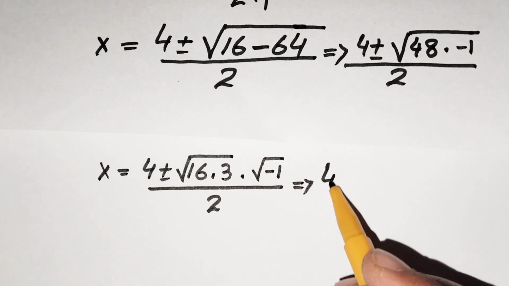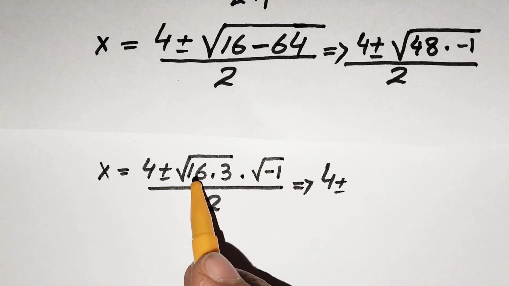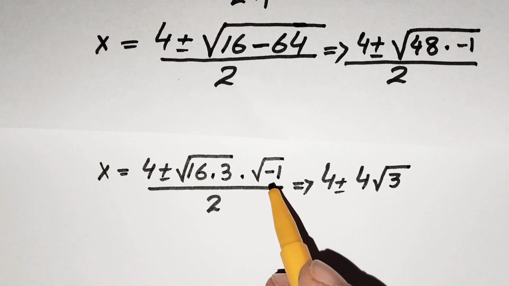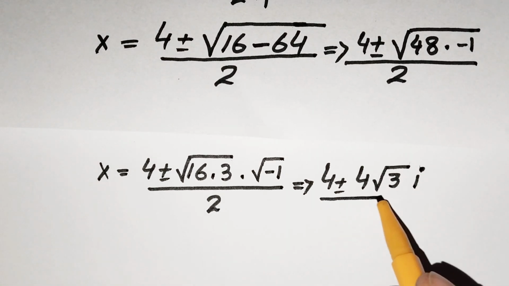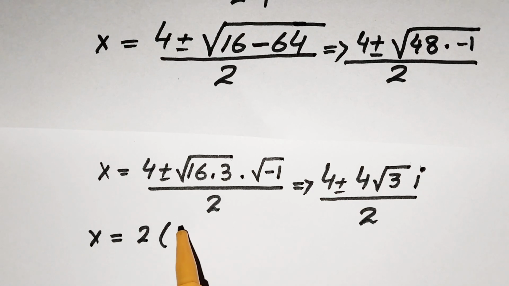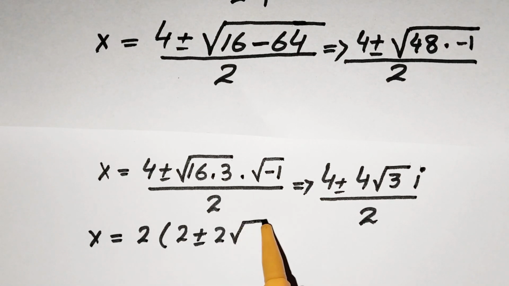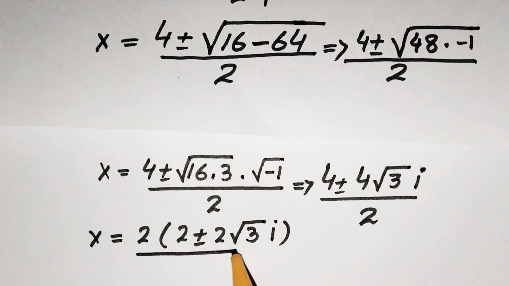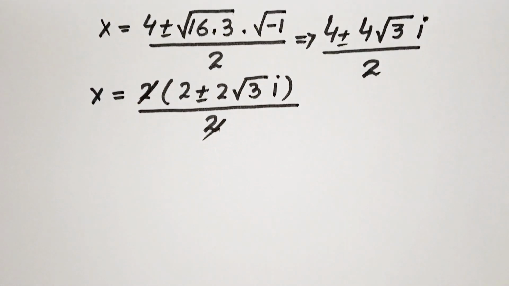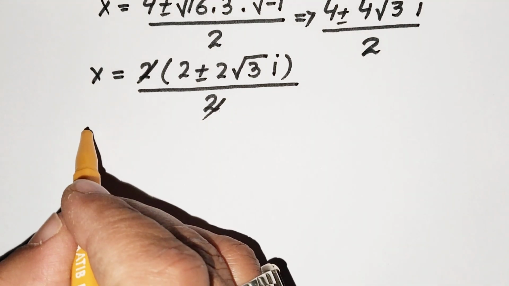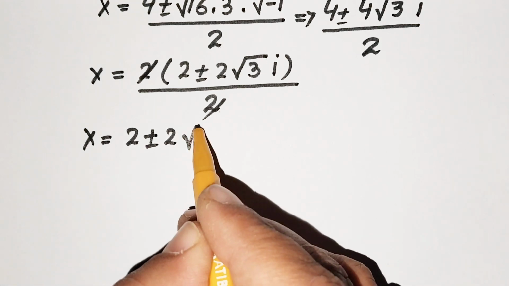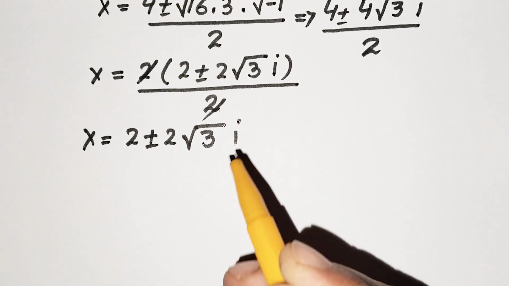Now here 4 plus minus the square root of 16 is equal to 4, then square root of 3, and the square root of minus 1 is equal to iota, all over 2. By taking 2 common, we get 2 plus minus 2 square root of 3 i, all over 2. Cancelling 2 with 2, we have the final values of x: x is equal to 2 plus minus 2 square root of 3 i.